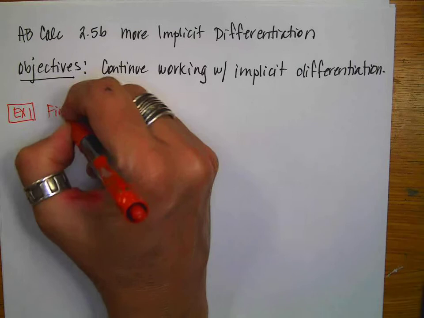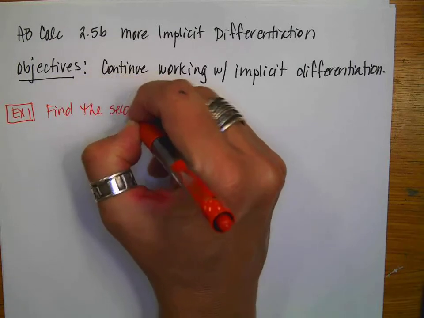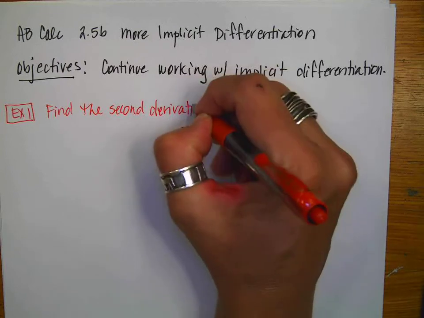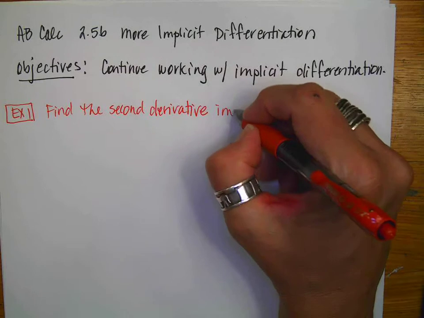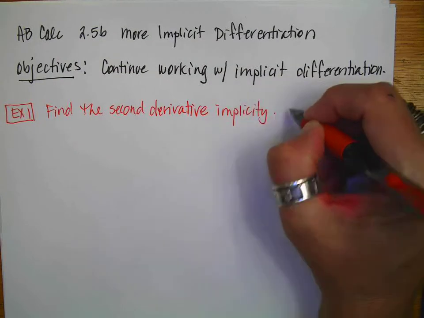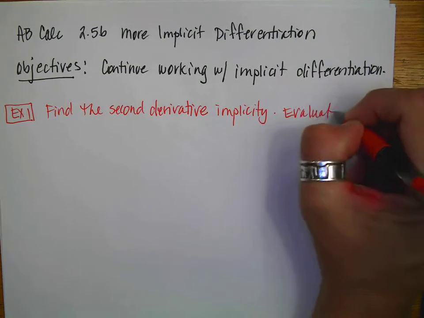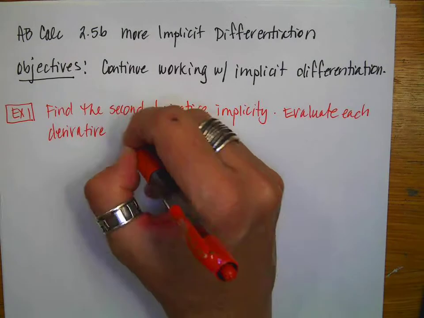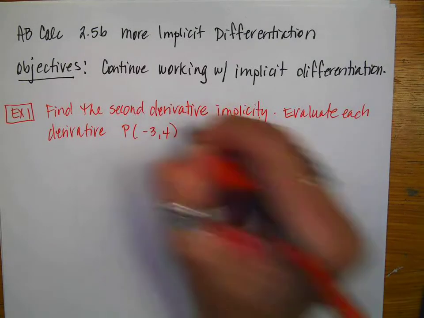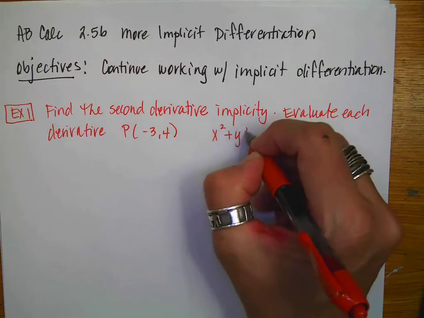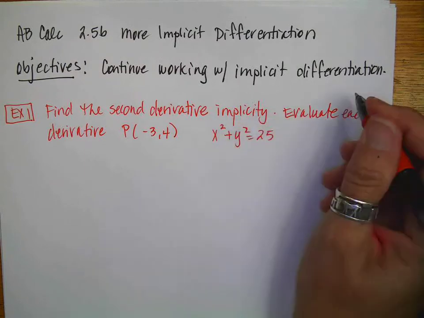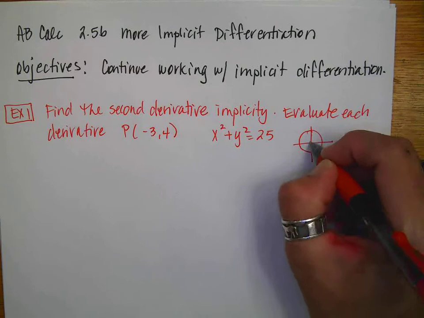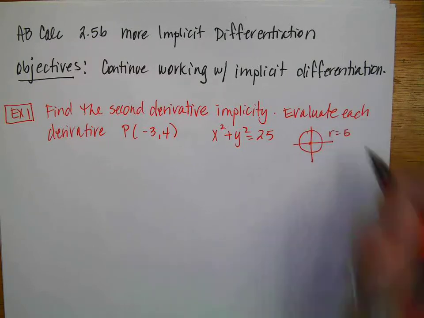Find the second derivative implicitly, and then evaluate each derivative at the point -3, 4. Our function is x squared plus y squared equals 25. In case you don't remember, this is the equation of a circle, center at the origin, radius equals 5.